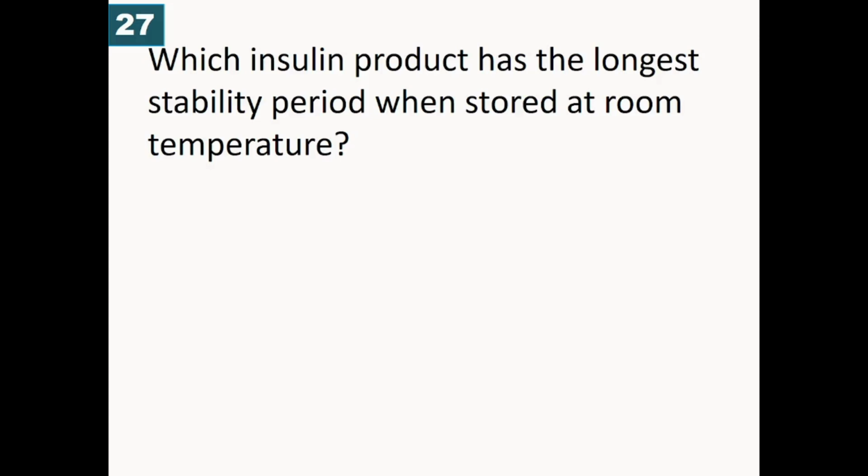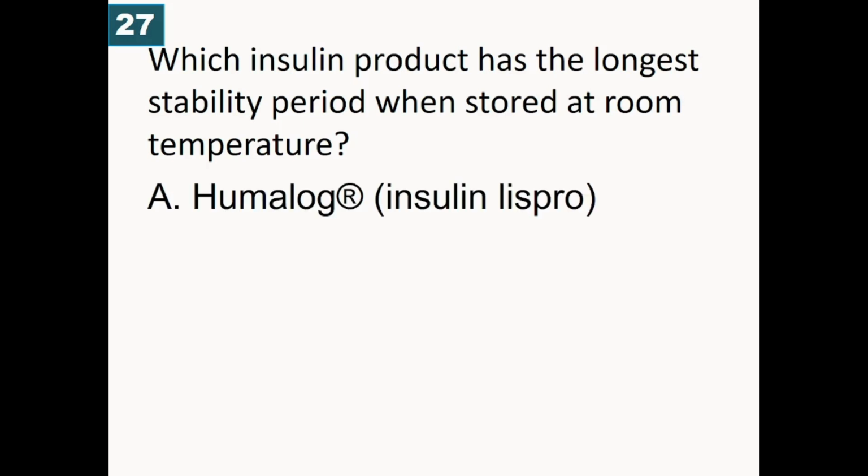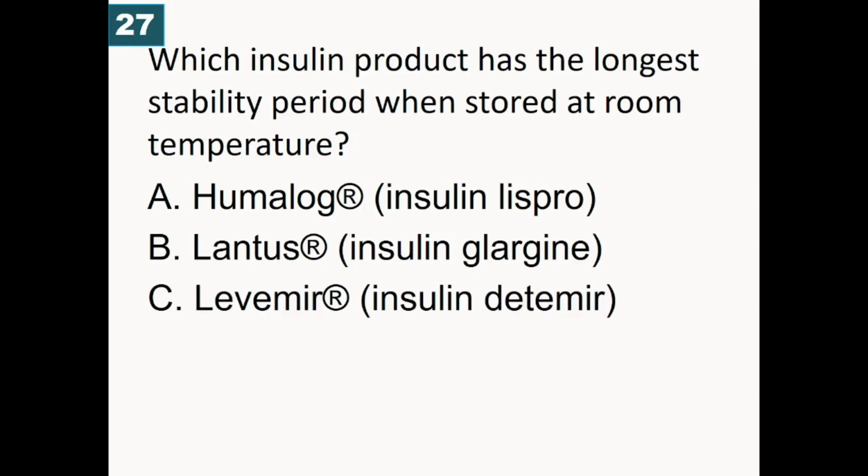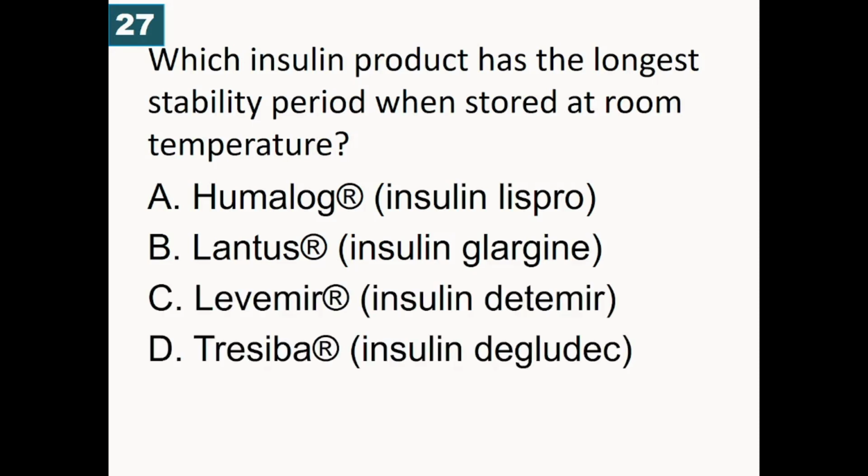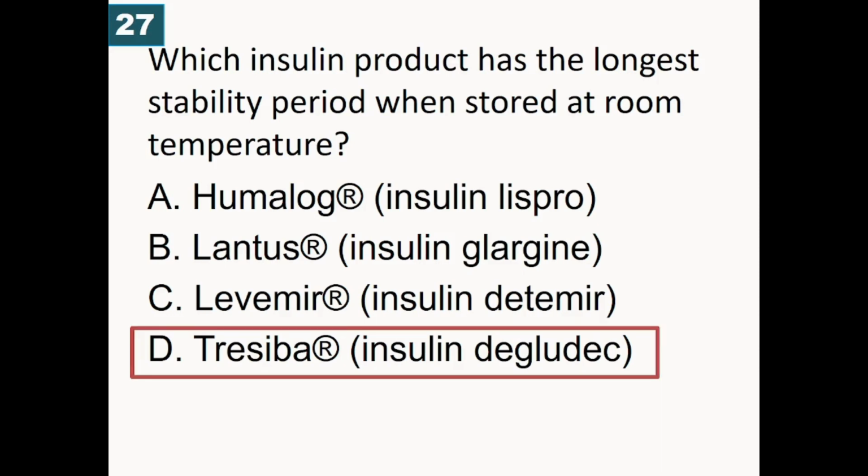Next, which insulin product has the longest stability period when stored at room temperature? A. Humalog, B. Lantus, C. Levemir, D. Tresiba. The correct answer is Tresiba. Tresiba can stay 56 days at room temperature. That's 8 weeks.